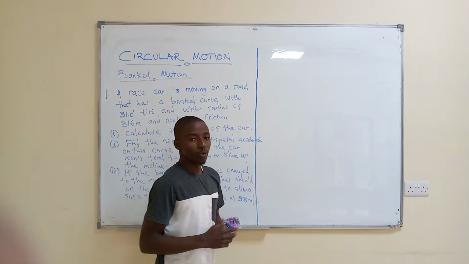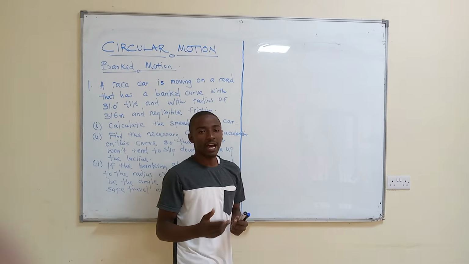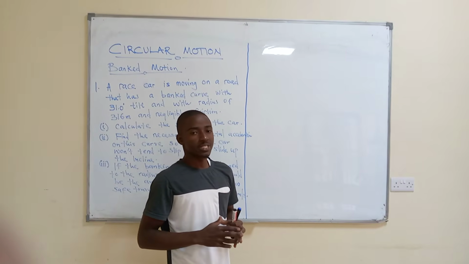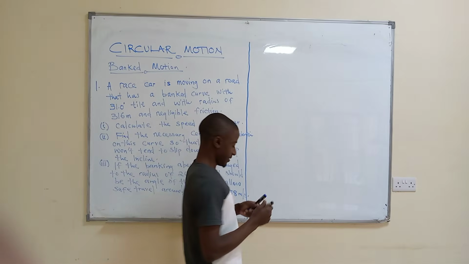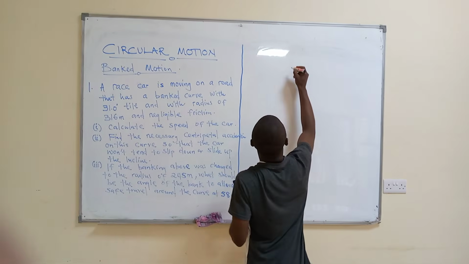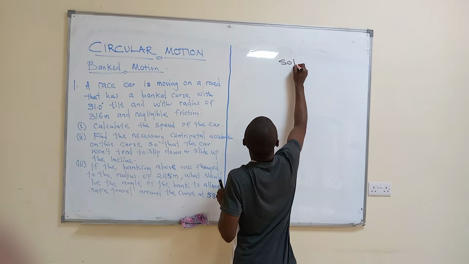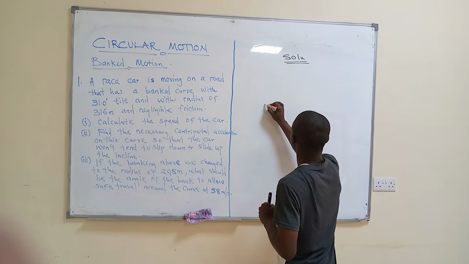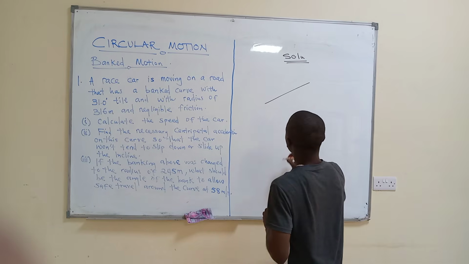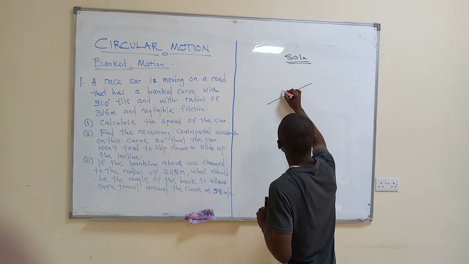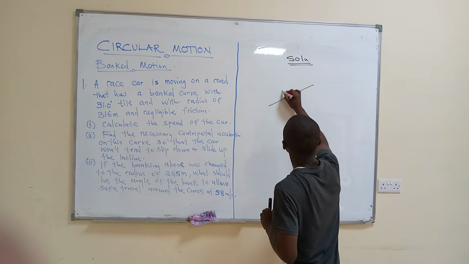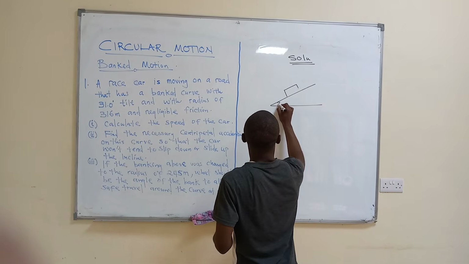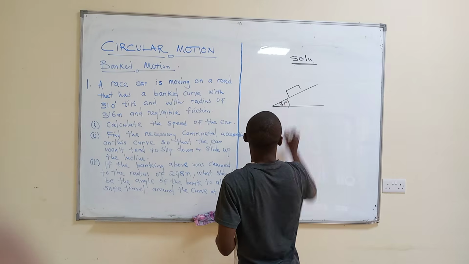So what you have to understand is that before you start answering, let me first derive the formula that you are going to use under banked motion. So let's consider this is a banked curve, where that racing car, let's assume our racing car was here, and then the angle it was making, that was 31 degrees.